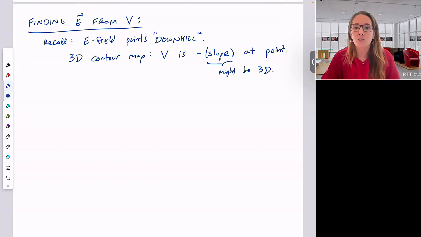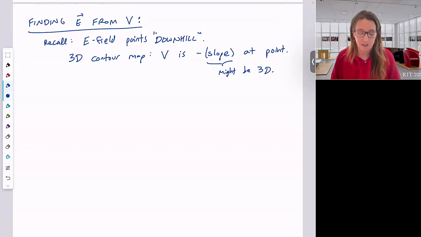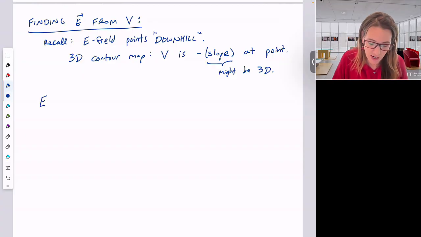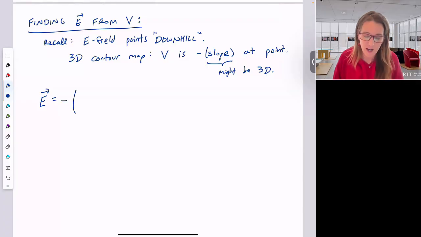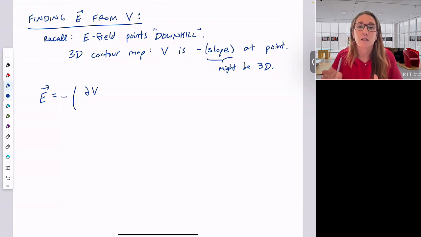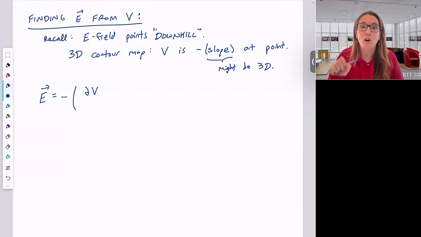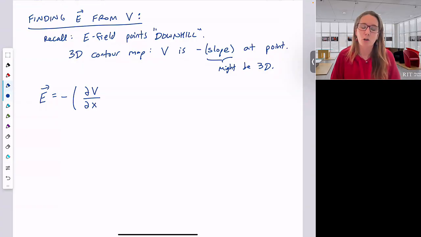So the equation that we use for this involves the gradient vector. I'll write it out first just as the slope. The electric field is going to be equal to negative times the slope, and because there are 3 dimensions now, we're actually going to be using what's called a gradient, with partial derivatives. I'll walk us through some examples, but this curvy d means a partial derivative of V with respect to x. I would read that as partial V, partial x.